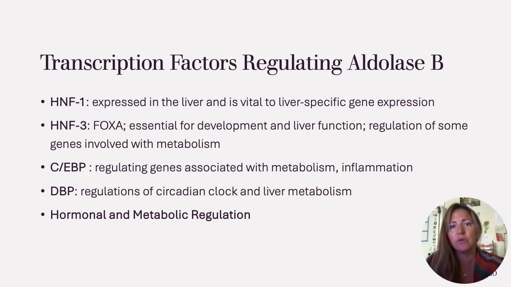It also has a hormonal influence on transcription factors, such as insulin, where it suppresses the expression of aldolase B in the fed state, reducing gluconeogenesis. And then again, glucagon and glucocorticoids increase the expression of aldolase B during fasting, promoting gluconeogenesis. These transcription factors work in concert to regulate the expression of aldolase B, ensuring that it's expressed in the right tissues at the right time in response to the body's metabolic and hormonal signals.